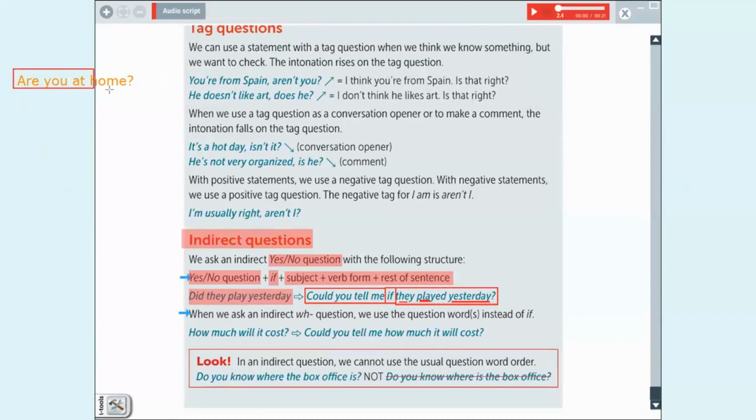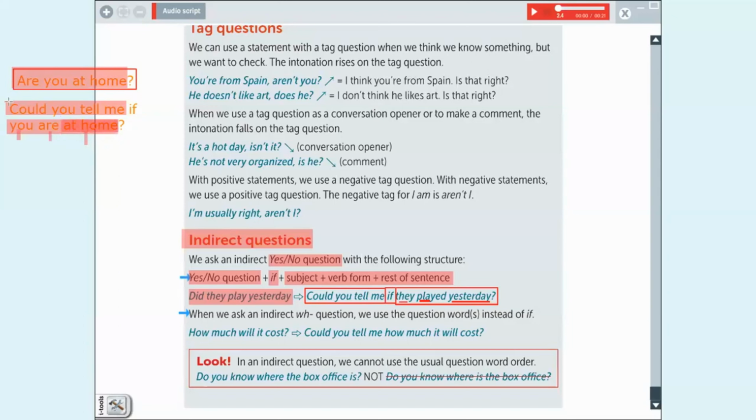So how can you use "are you at home" now as an indirect question? Could you tell me if you are at home. Okay. It's exactly the same information that you had previously. But what is the difference now that you have the two parts? Structure. Exactly. Subject, verb, and the complementary information, which is at home.